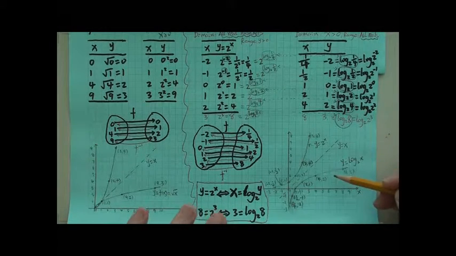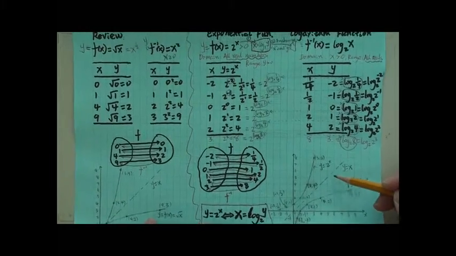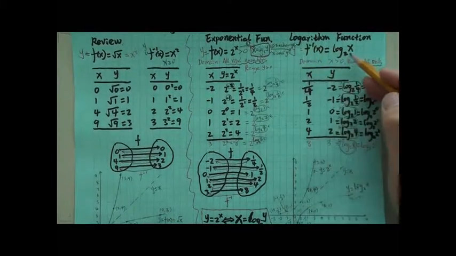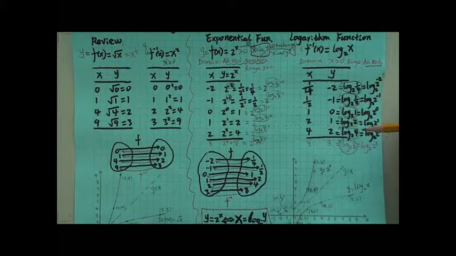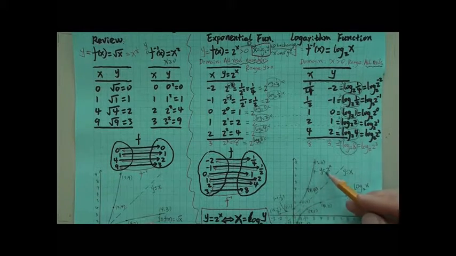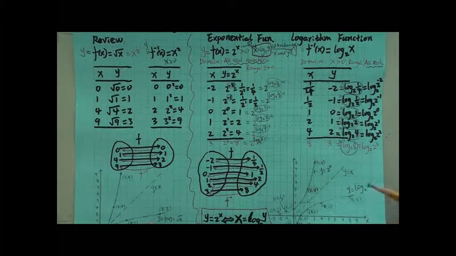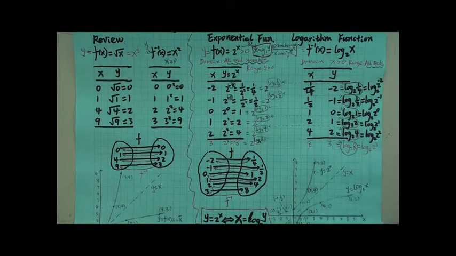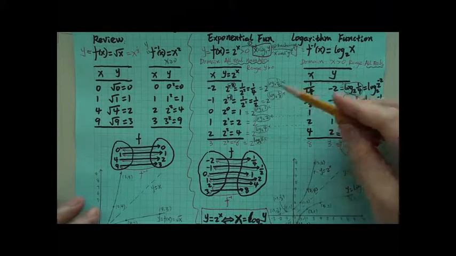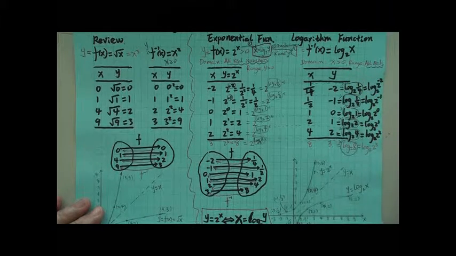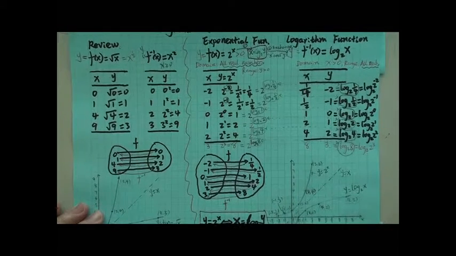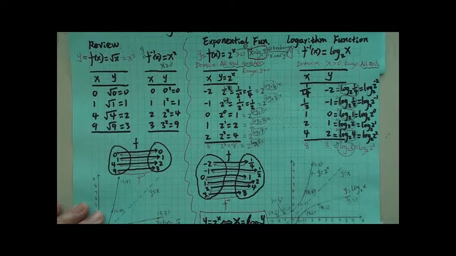Okay, so this is the picture for y equals log base 2 of x. And this is the picture for y equals 2 to the x. One is the inverse function of the other one. Hopefully we get the idea that the logarithm function is to find out the exponent. You got to remember that. Logarithm is to find out the exponent.